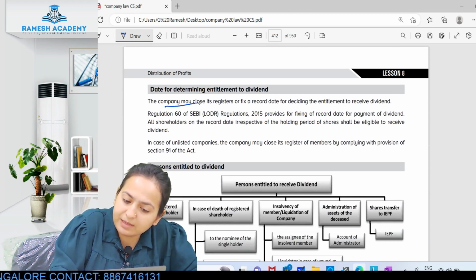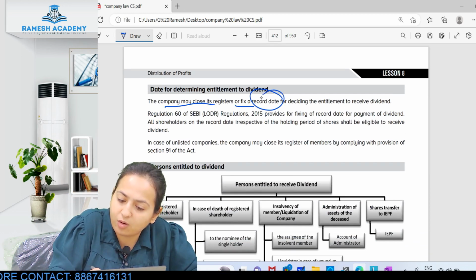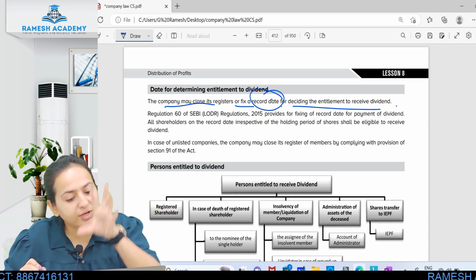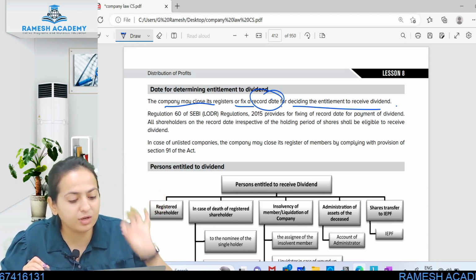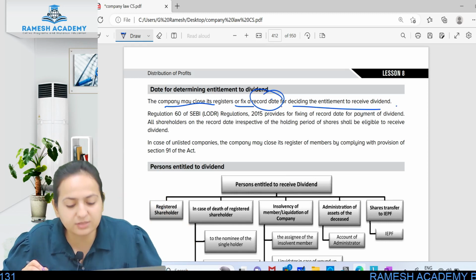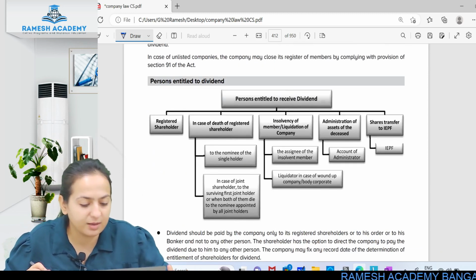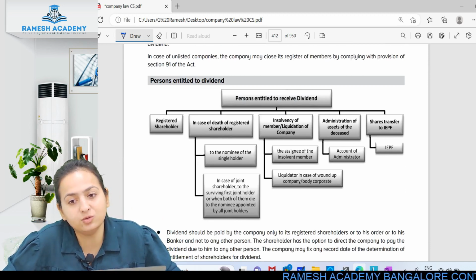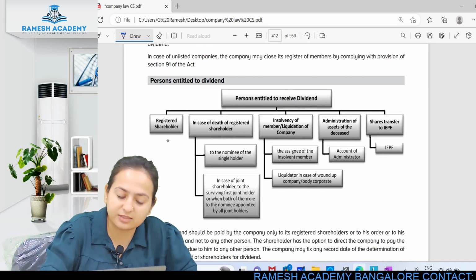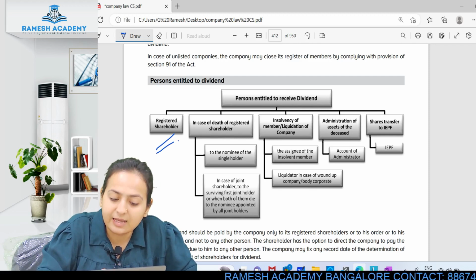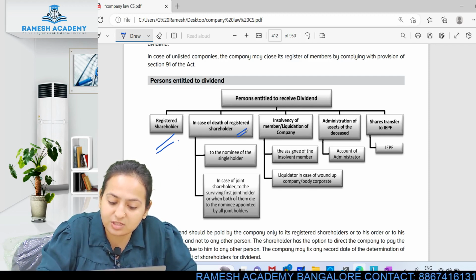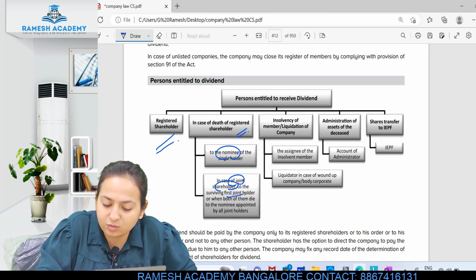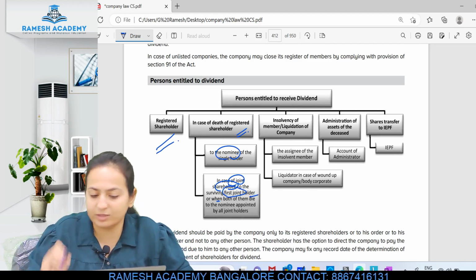So the company may close its register or fix a record date for determining the dividend. Fixing of the record date is to be done whenever you close your registers, or when you have to fix a specific record date. Who are the persons entitled to the dividend? First comes the registered shareholder. In case of the death of the registered shareholder, the nominee, or where joint shareholders are there, the surviving first joint shareholder.